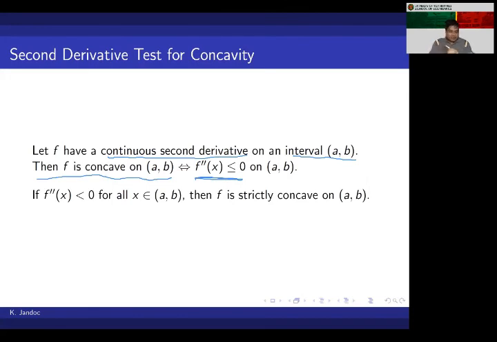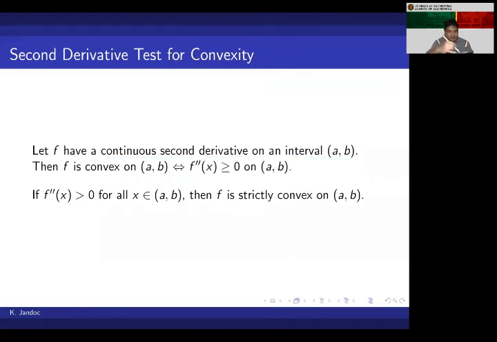Now, if the second derivative is strictly less than 0, or it's always negative for all x in that interval, then f is strictly concave on A B. So in this case over here, for concavity, the second derivative can be equal to 0. It's strictly concave when the second derivative is always negative for all x on A B.